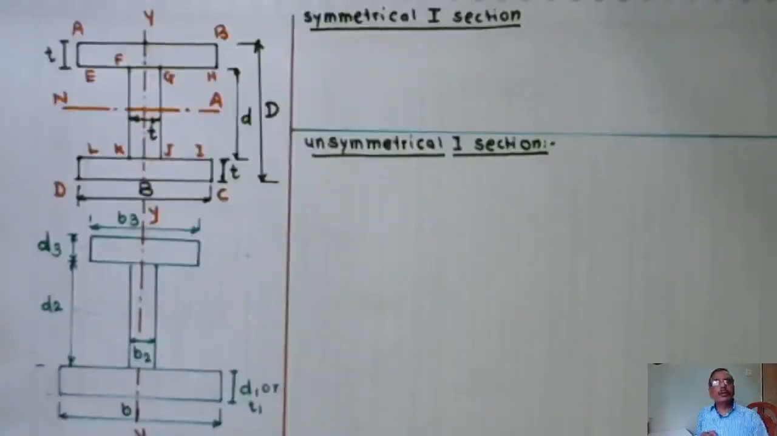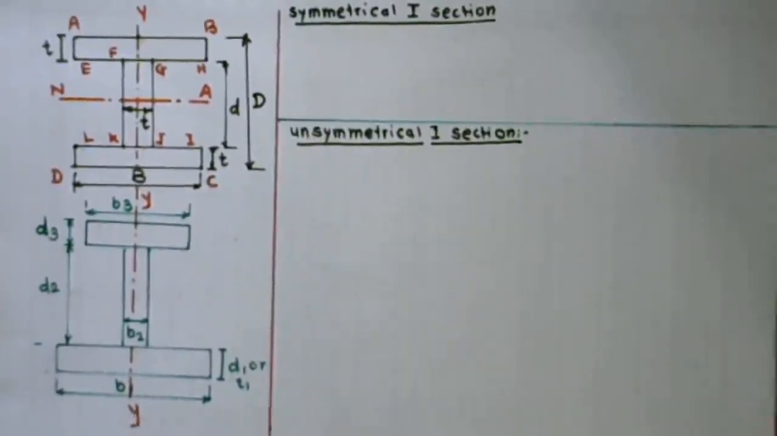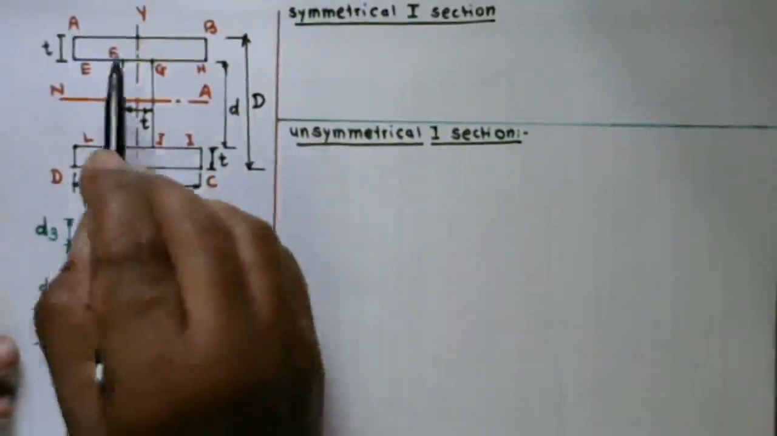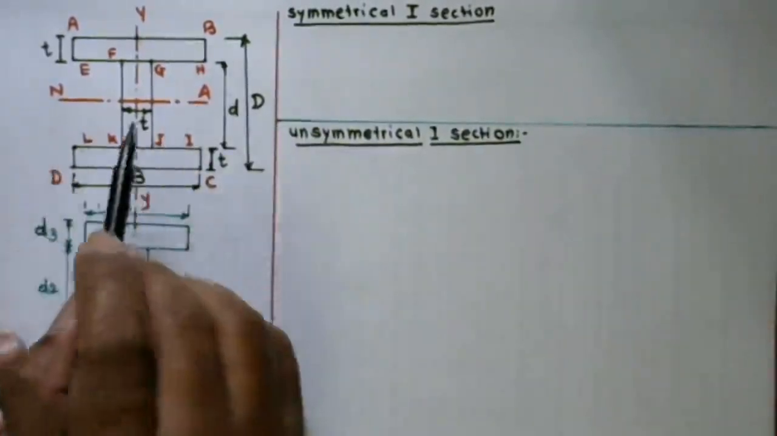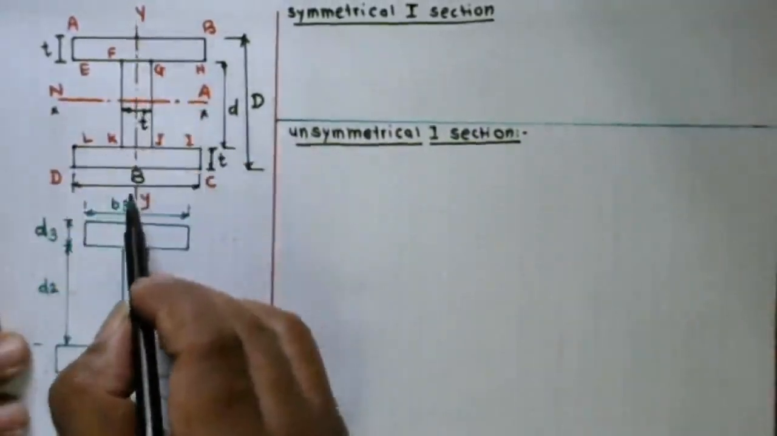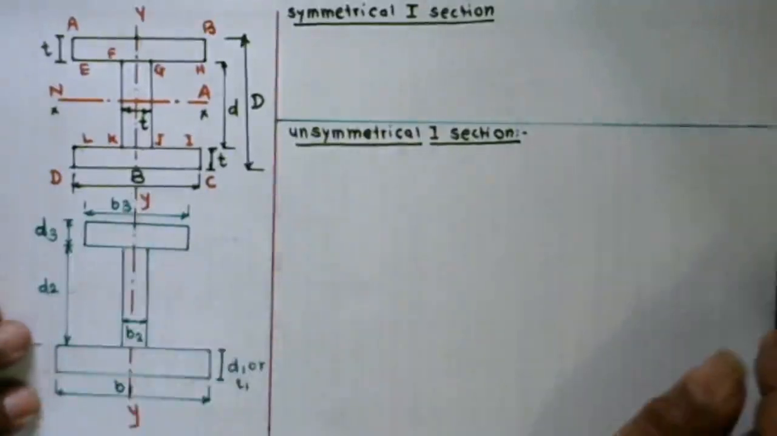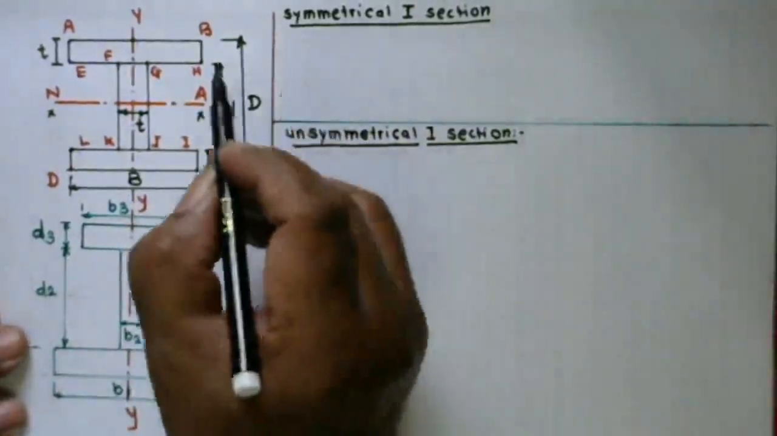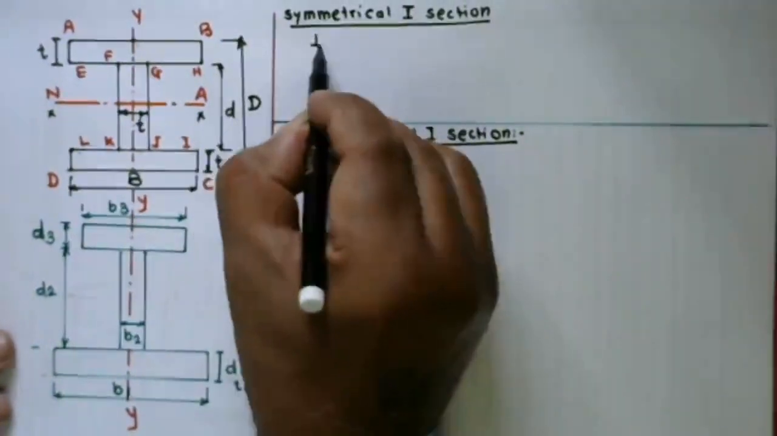Let's see how to calculate the moment of inertia for a symmetrical I section and an unsymmetrical I section. This moment of inertia is calculated on the basis of the principle of the parallel axis theorem. Let's see how to calculate it. In the first figure, it is a symmetrical I section. Symmetrical means it is symmetrical about the x axis as well as about the y axis. When symmetry is there, we can calculate the moment of inertia directly.